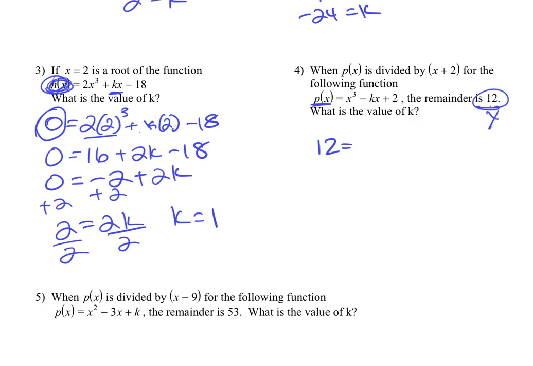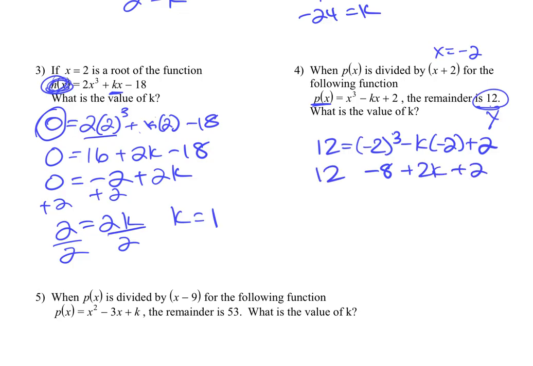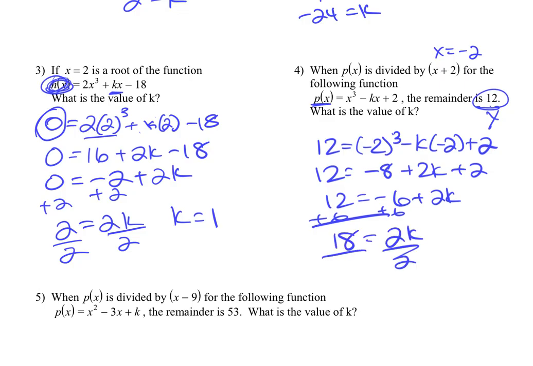And for this one, they're saying x plus 2, so we know this is x equals negative 2. So I'm plugging in negative 2 for x. And then we just do the math. So this is negative 8 plus 2k. So this time there's a 12 over here. So combine my like terms. And a little messy there, but whatever. k is 9. Seems good to me. All right, that's the idea.